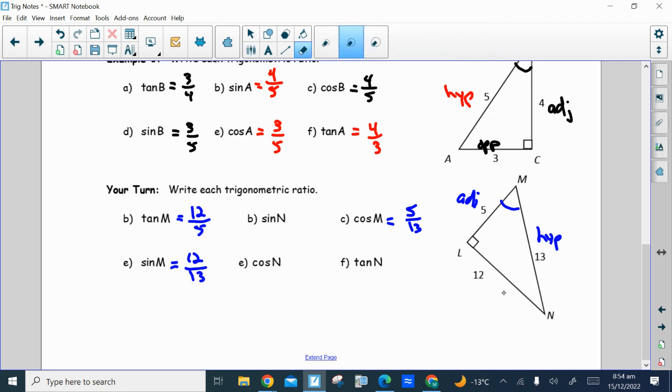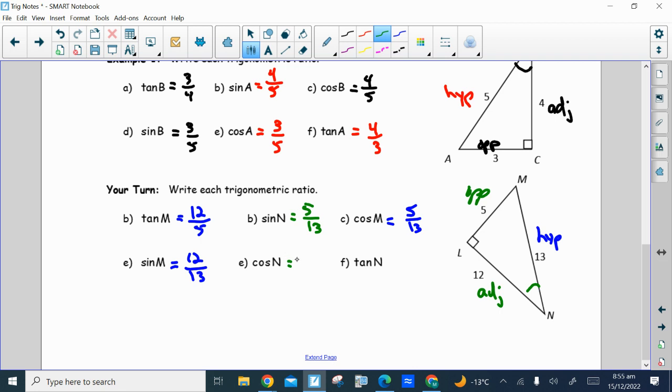Now we have to do angle N. So the hypotenuse never changes. But now from angle N, the side across from that becomes the opposite, and the third side is the adjacent side. The sine of N, sine is opposite over hypotenuse, that'll be 5 over 13. The cosine of N, cosine is adjacent over hypotenuse, that'll be 12 over 13. And the tangent of N, tangent is opposite over adjacent, that'll be 5 over 12.